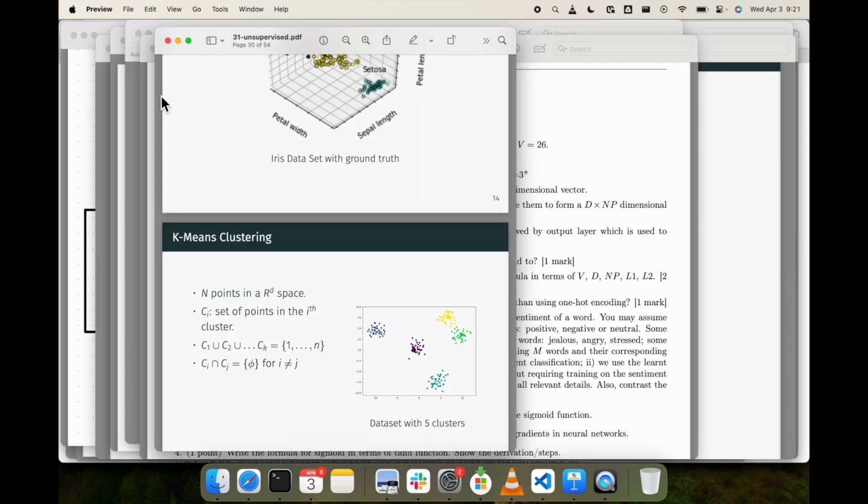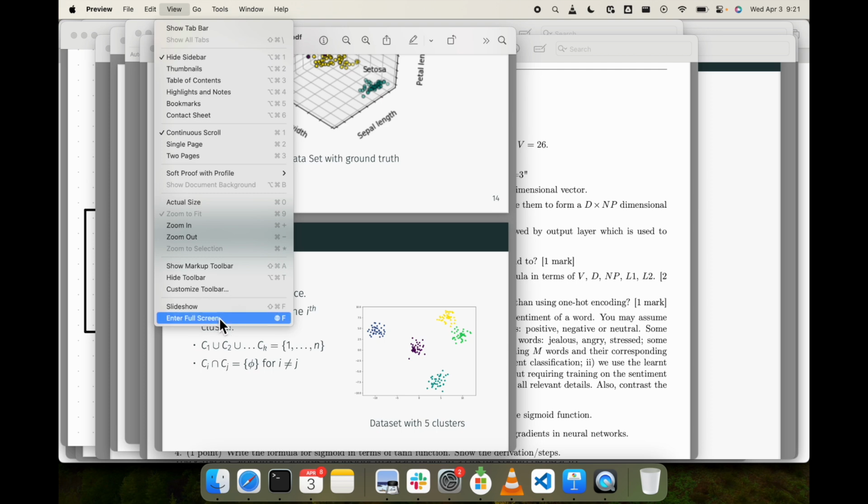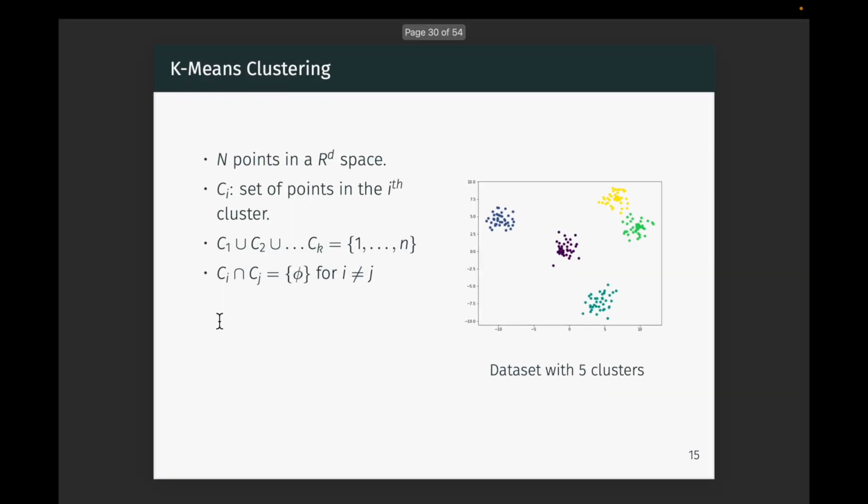So we come back to the algorithm. Mathematically, if you look at it, we have some n points in some d-dimensional space. We say that Ci is the set of points in the ith cluster. We know that the union of all the points in the different clusters will be all the points, and no 2 clusters will have any common points. So therefore, this is also known as hard clustering.